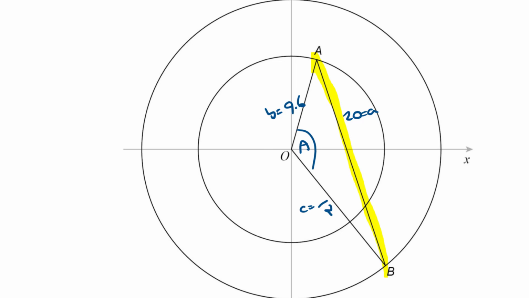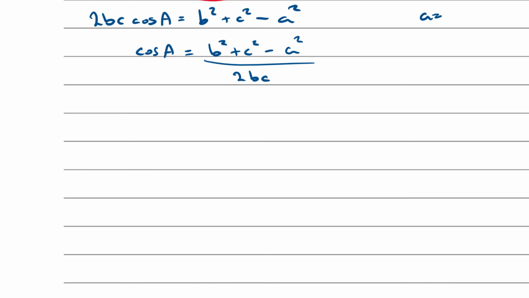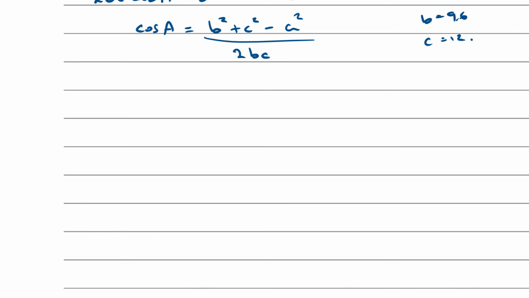So let's sub those in then. A is 20, B is 9.6, C is 12. I'm going to sub that into this formula and then work it out. So that's going to be equal to B squared, 9.6 squared, plus C squared, 12 squared, minus A squared, 20 squared, all divided by 2 times 9.6 times 12.